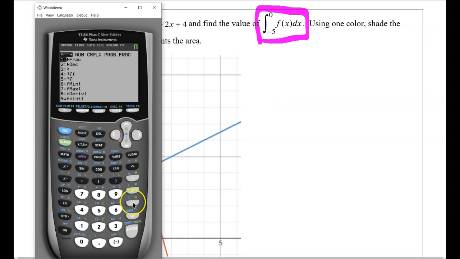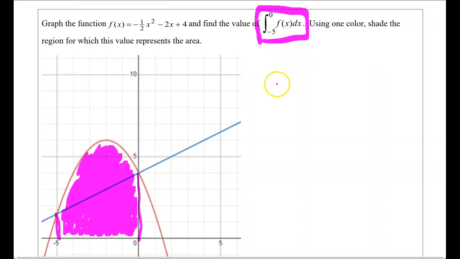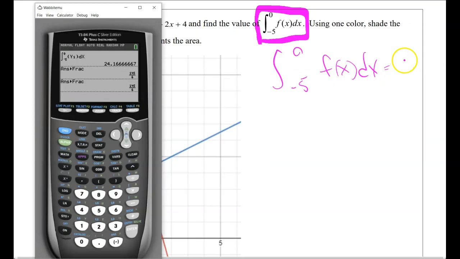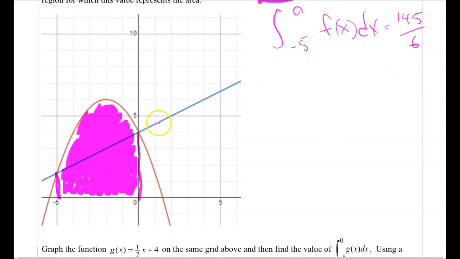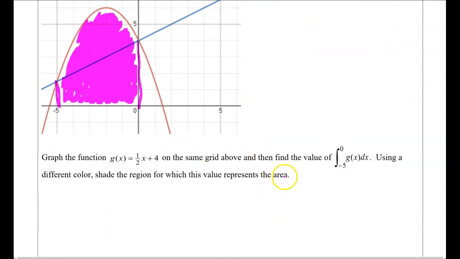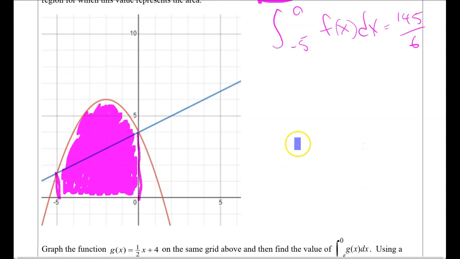I know that that happens to be a fraction. I'm going to write it as a fraction here, just really for the sake of being precise. So the integral from -5 to 0 of f of x is 145 over 6. And then we're asked again down here to do the same thing with g of x, which is our linear function. So I'm going to make that blue.